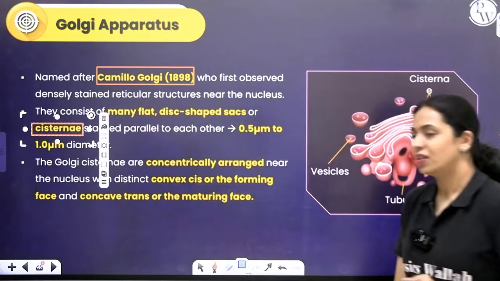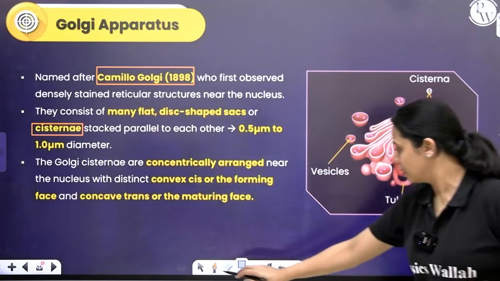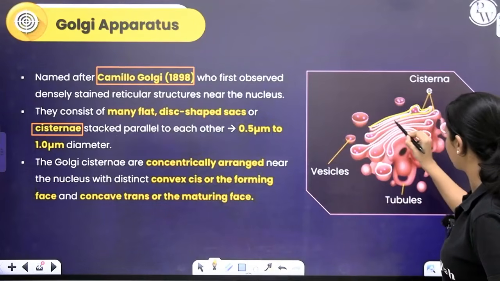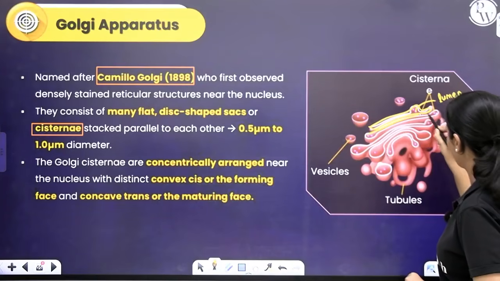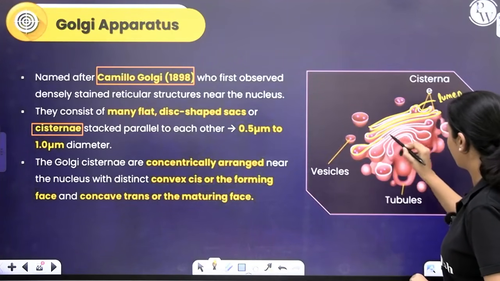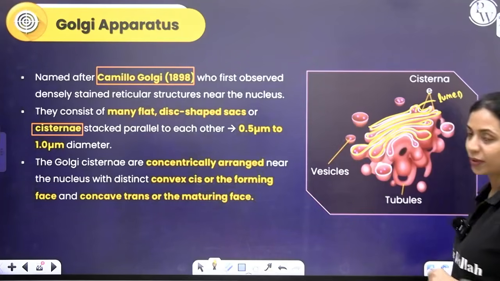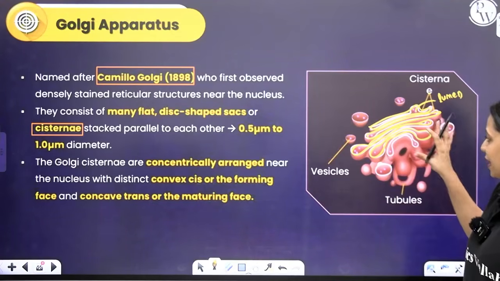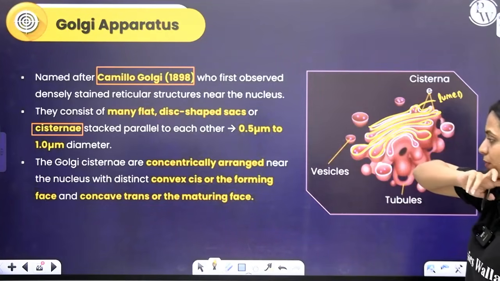They generally measure about 0.5 to 1 micron in diameter. As you can see here, this is one flat sac. It also has a lumen inside, right? So you have many such sacs that are arranged parallel to each other like this. Okay. So these flattened sac-like structures are called cisternae. Usually these are present near the nucleus and endoplasmic reticulum only.